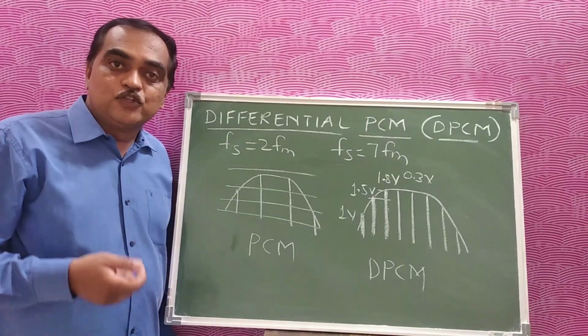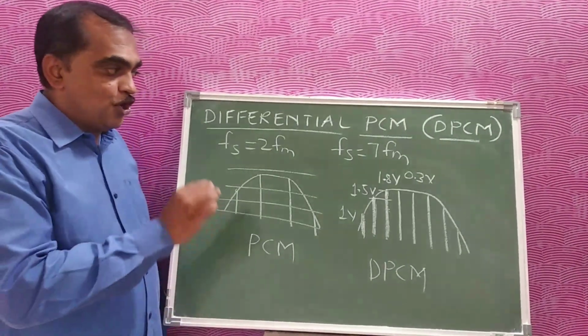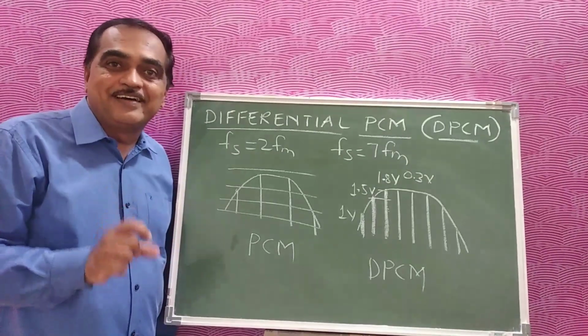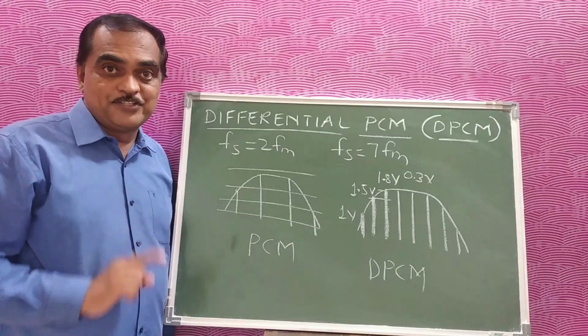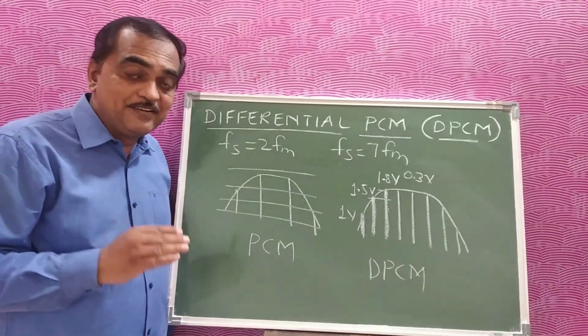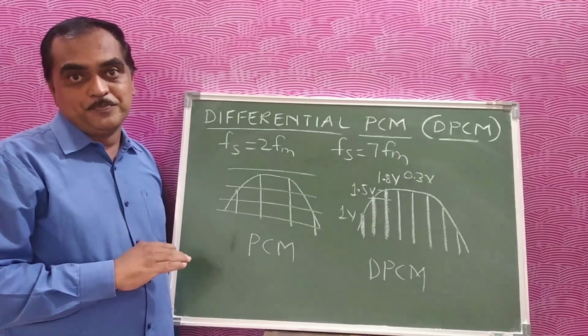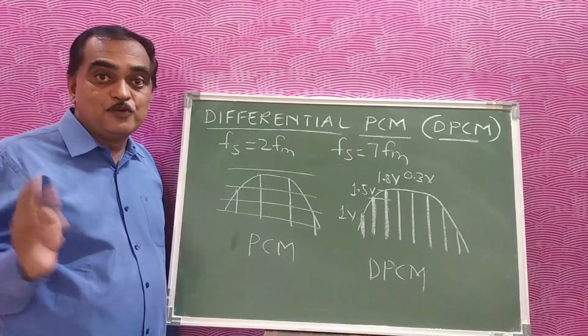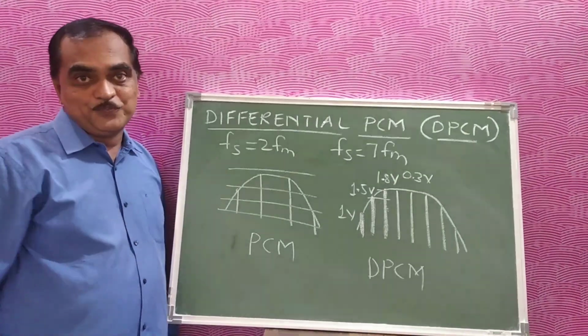The difference value is always less than the actual amplitude value. That means we are always going to send a lesser data rate, so our bandwidth also will be less. This is the first thing. Data bits will decrease and our bandwidth also will decrease as compared to PCM, because we are not sending the actual amplitude value. We are sending the error between the present value and the previous value.